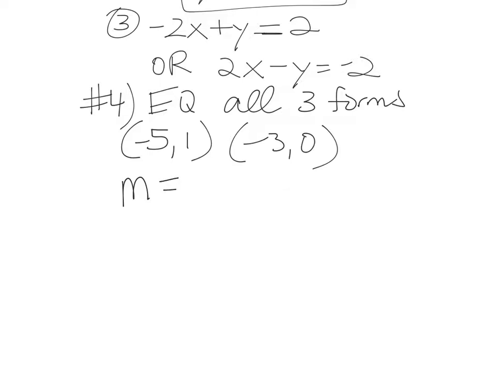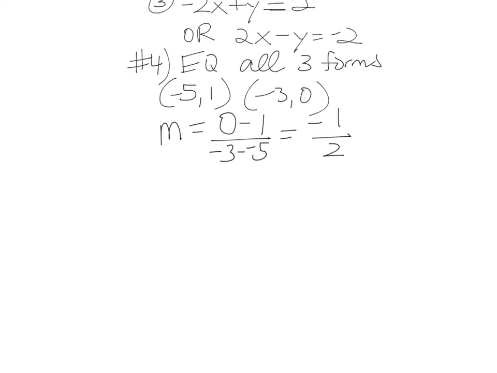We're going to go 0 minus 1, and then -3 minus negative 5. So we get negative 1 over 2. So our slope is a fraction this time. That's okay. We like fractions.